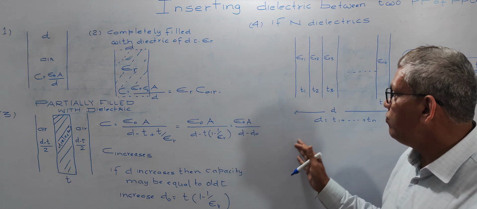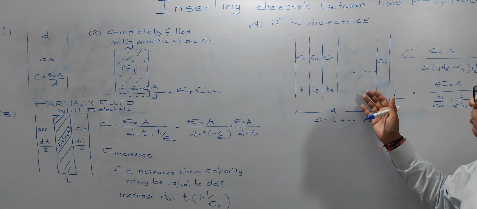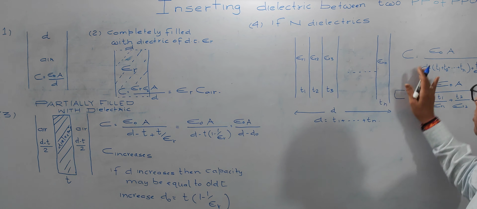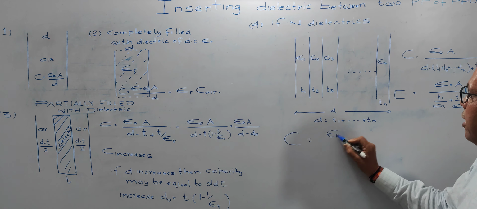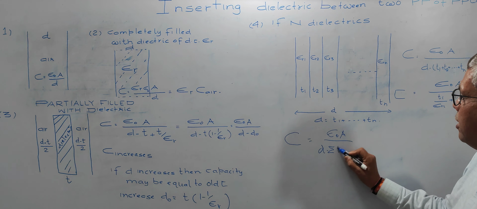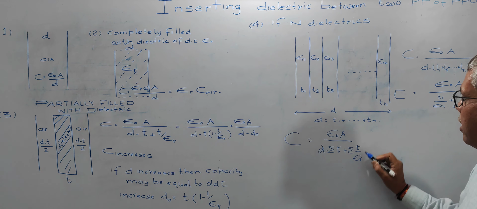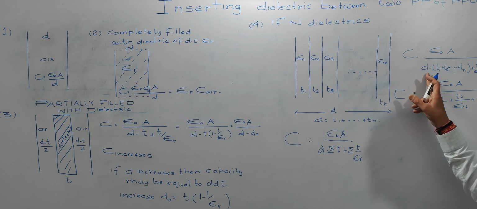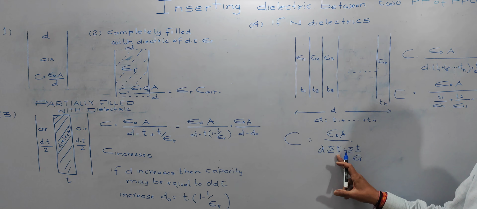Now if n dielectrics are placed between the two parallel plates of the capacitor, then we will observe C is equal to epsilon naught A by D minus sigma T plus sigma T by epsilon r. This expression we can write. Now you will observe D minus sigma T is the sum of the thicknesses of all the slabs, so D minus sigma T becomes 0.